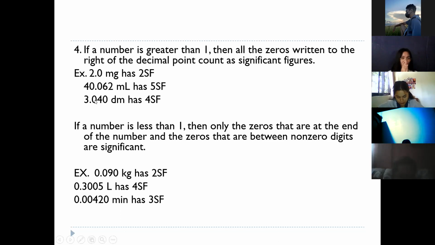The 0 here is in between, so significant. And then the 0 after the 4 is also significant. It's a trailing 0 with a decimal point. That's the same thing with the examples here. All the leading zeros are not counted, but the trailing 0 with a decimal and the in-between zeros are all counted. Let's just summarize that one because it is a bit long.